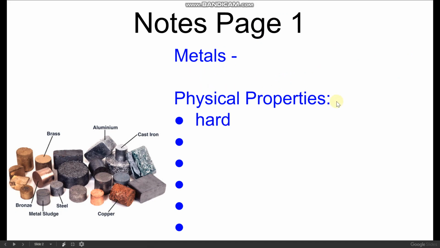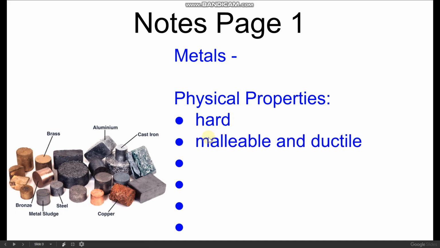Some physical properties of metals. The first one is that they're all very hard, right? And if you've ever hit a metal, you know that they're very hard. Although when we say hard in science, we're not actually talking about hitting it. We're talking about scratching it. So metals are very difficult to scratch.